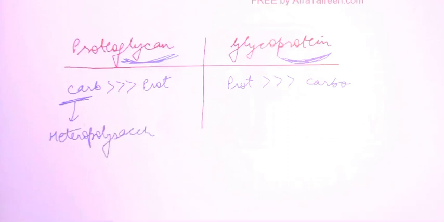But in case of glycoprotein, example is collagen. The fibrous protein collagen is a glycoprotein, means mainly it is a protein, but some portion of carbohydrate is attached to it. You know, there are many proteins present in plasma. All the plasma proteins are glycoproteins except albumin, because albumin is not having any carbohydrate attached to it. Albumin is only protein, right?